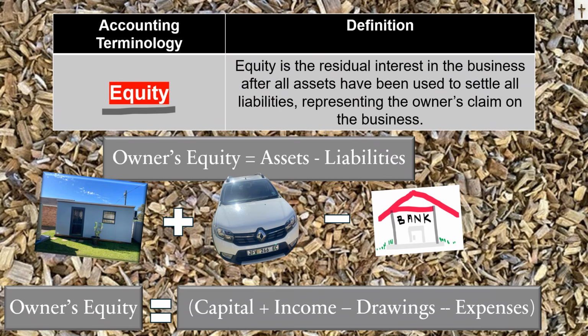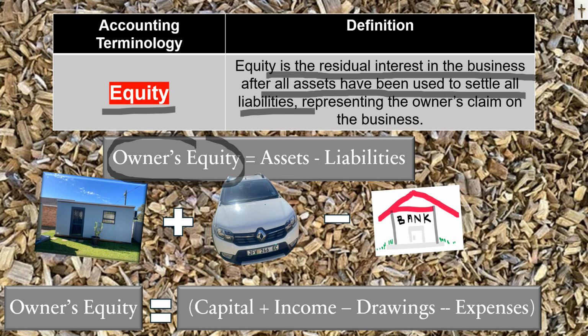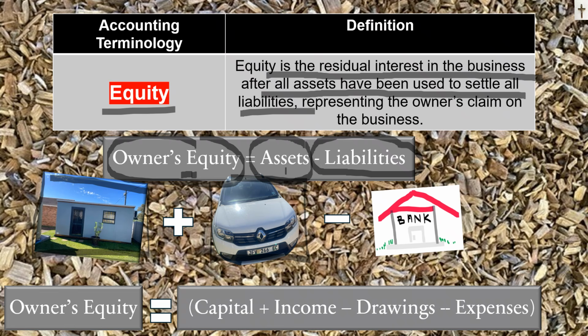Right, equity. What is equity? Equity is the residual interest in the business after all assets have been used to settle all liabilities. So this amount here, they say, is the residual amount, the leftover amount, once you take the value of your assets and you subtract the total of your liabilities. For example, Calibu has an office worth 100,000 and a car worth 100,000. That's 200,000 minus the 100,000 owed to the bank. That's your liability, is equal to 100,000. So what is the owner's worth? The owner's equity, the value of the assets minus the value of the liabilities.